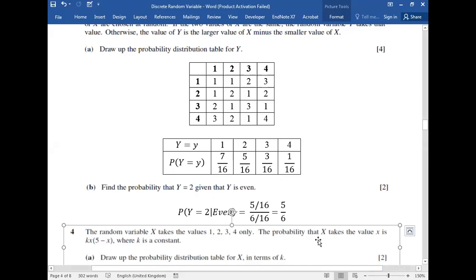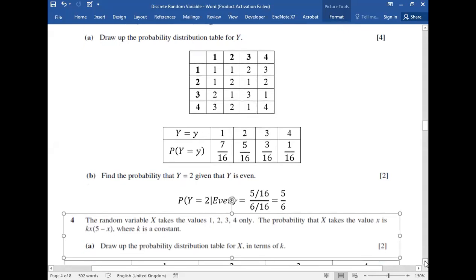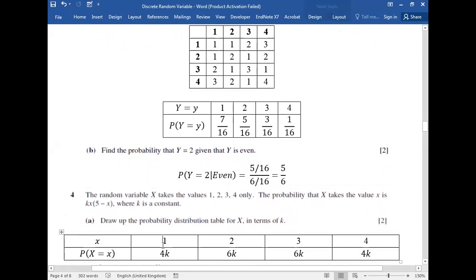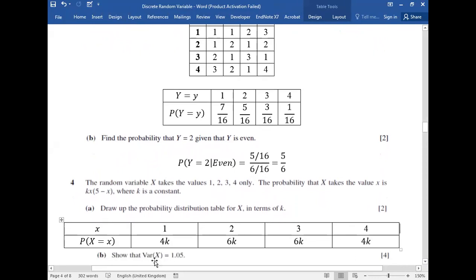So the first part says x is the values that the variable can take, which is 1, 2, 3, 4. You can simply plug in the values of x and find our probabilities. So the probability that x is 1 is 4k, 2 it is 6k, for 3 it is 6k, and for 4 it is again 4k. Is that the case? So yeah, then the part says show that the variance is 1.05. We cannot find the variance until and unless we find the value of k. How do we find the value of k?